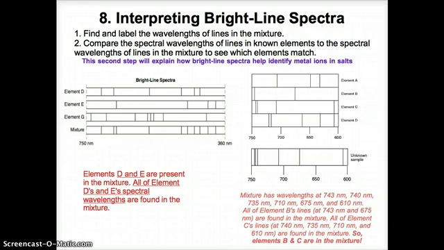Basically, you need a complete match for an element to be part of the mixture. For example, for element D down here to be in the mixture, all 6 of these lines must match the lines in the mixture spectrum down here. By the way, the second step explains how bright line spectra help identify metal ions and salts on exams, so note it, please. Now, let's try this first example.